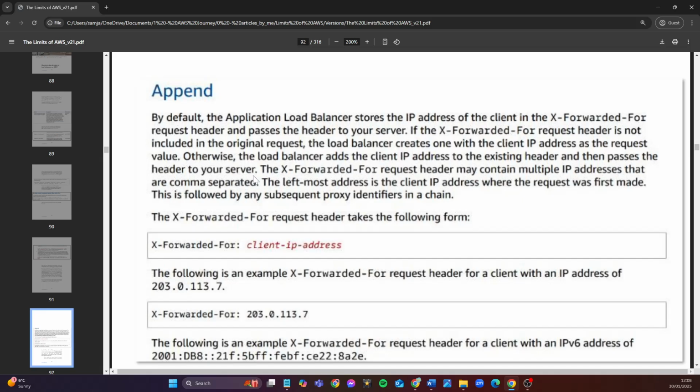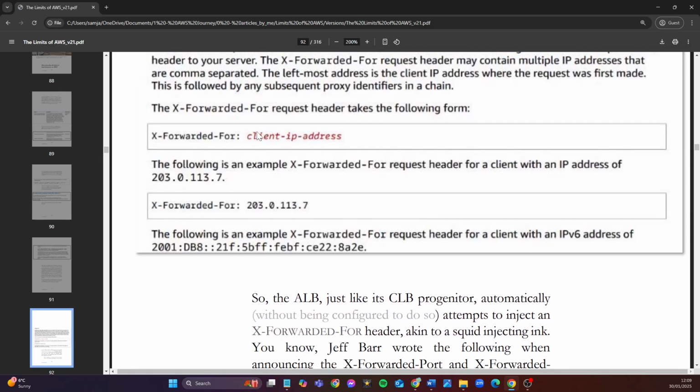Otherwise, the load balancer adds the client IP address to the existing header and then passes the header to your server. The X-Forwarded-For request header may contain multiple IP addresses that are comma separated. The leftmost address is the client IP address where the request was first made. This is followed by any subsequent proxy identifiers in a chain.